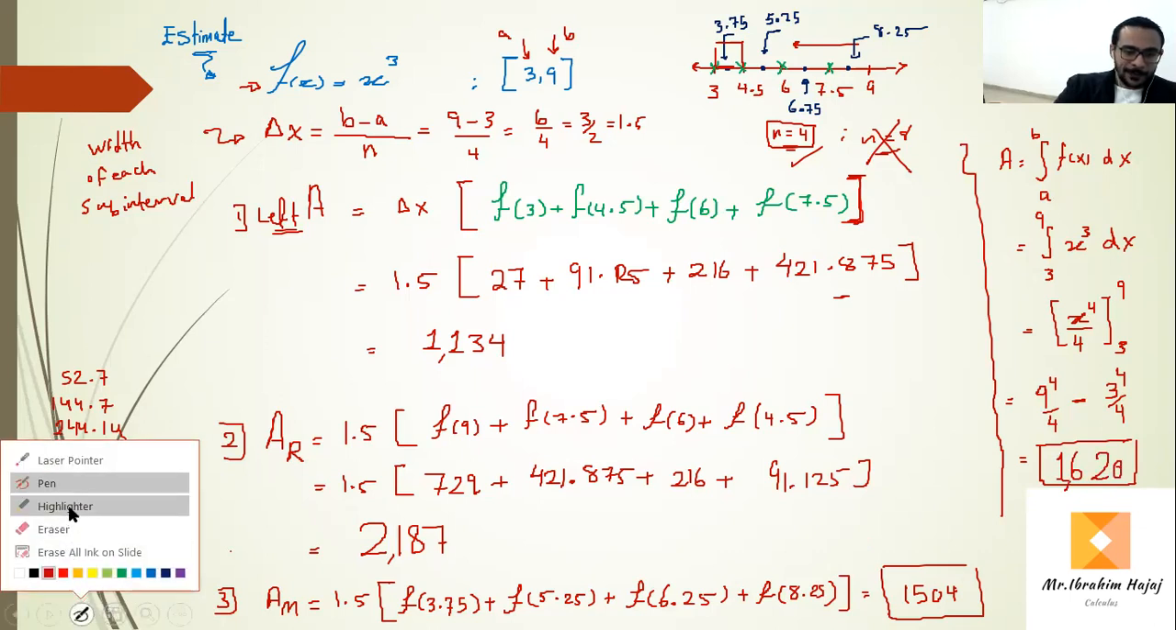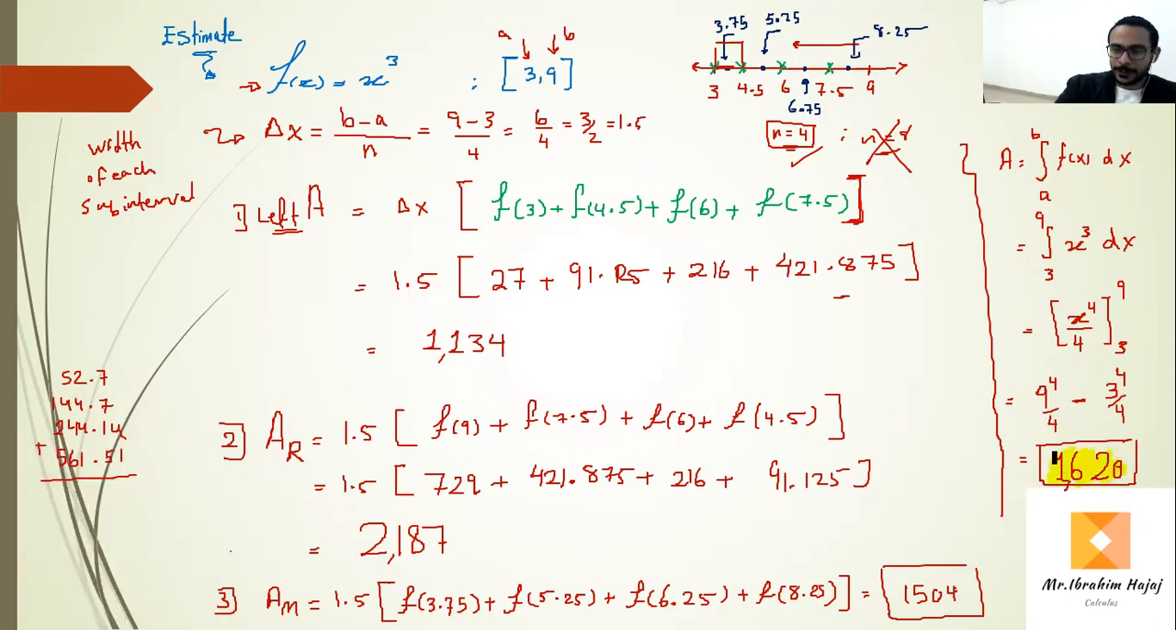Look at the answer here, 1620, and here from the midpoint, here from the left, and here from the right. Which one is accurate now? The midpoint. So we will close this topic about how to use the three approximations: left, right, and midpoint. Before we start a new idea, take a deep breath, because we're going to take only one question. The second way, before the integration, is the definition of the definite integral.